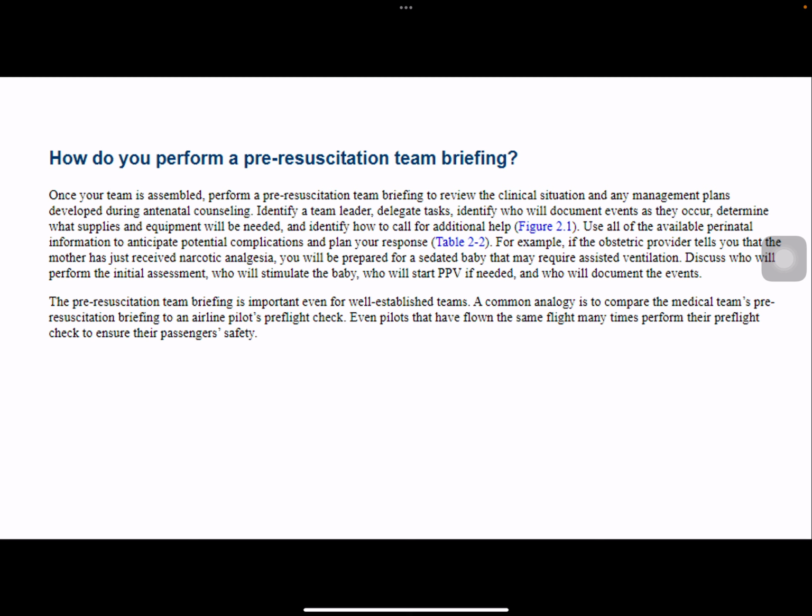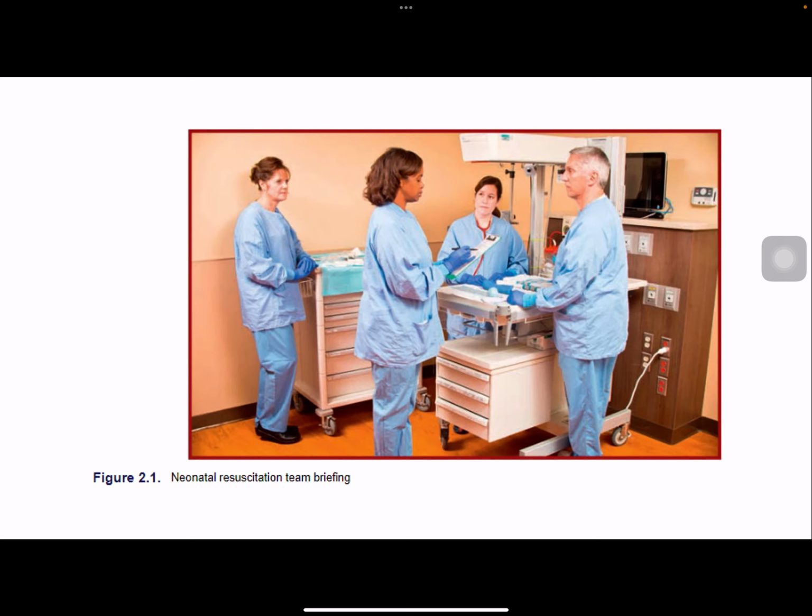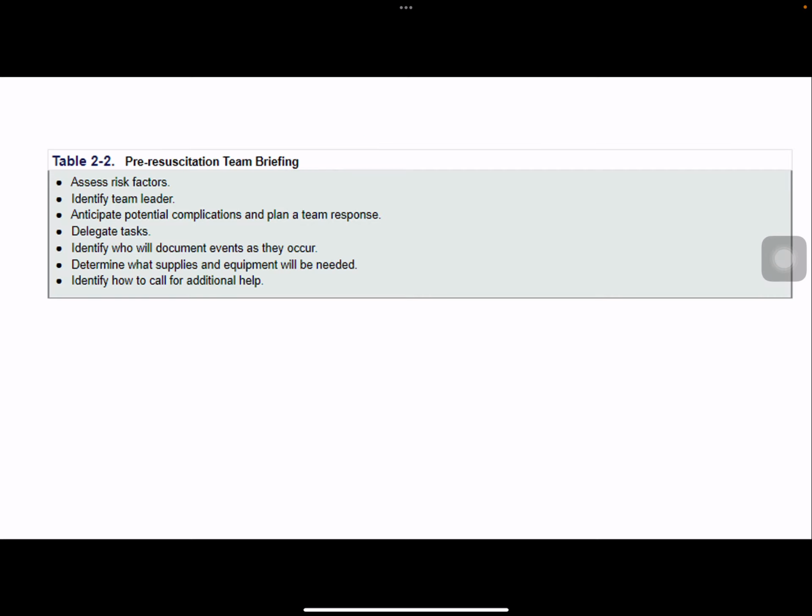So how do you perform a pre-resuscitation team briefing? It depends on the situation, you can just read the slides, no need to go through it. Neonatal resuscitation team briefing: the pre-resuscitation team briefing assesses the risk factors, identifies the team leader, anticipates potential complications, plans a team response, delegates tasks, identifies who will document, determines what supplies and equipment will be needed, and identifies how to call for additional help.